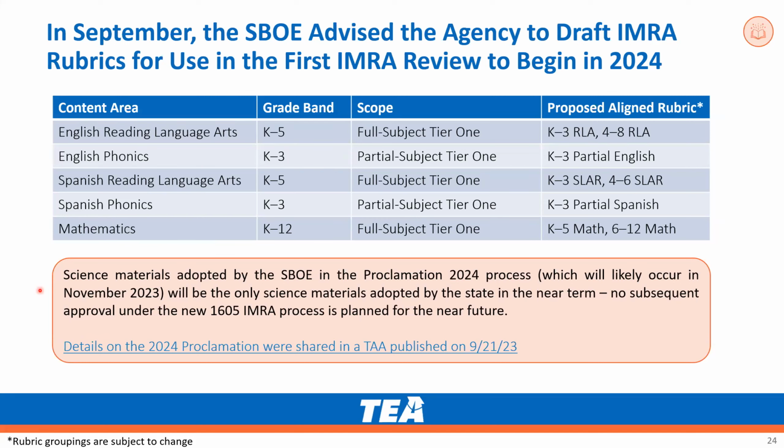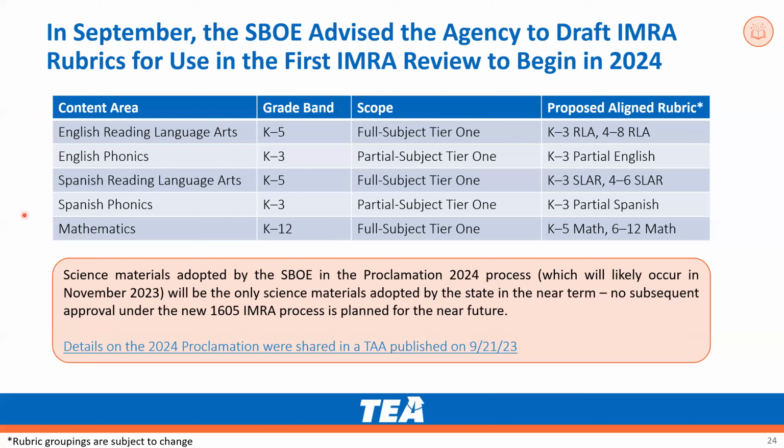I'll make a note that during that meeting, the board, knowing that there's an exception for Proclamation 2024, stated that science materials will not be on this first list, and it likely won't be on the second list. We can't make any guarantees. But all that is to say you shouldn't be worried, as a district, that if you go ahead and make a purchase for Proclamation 2024, the board will come up with a new list in the next 12 months. Rather, you should move forward with Proclamation 2024 as you had planned.